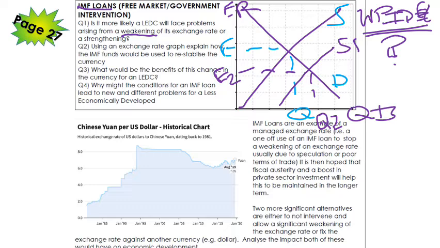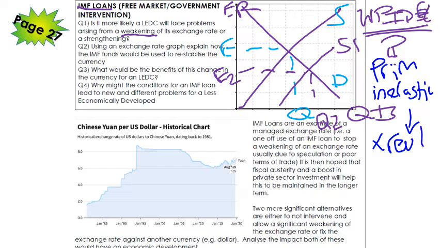Now the reason why that weak currency would be significant for a less economically developed country is that the goods that they are selling are primary. Most of those primary goods have inelastic demand, so the quantity isn't going to change by very much, and what you're essentially doing is just selling about the same for a lower price. So actually, a bit like a J-curve, your export revenues would be lower.